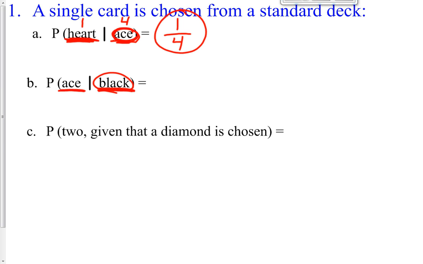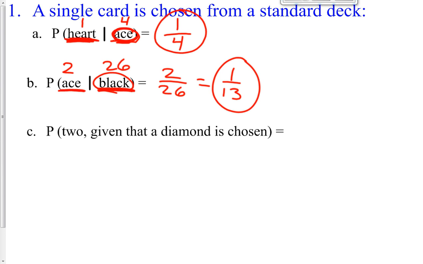So let's practice it a little bit more. How many black cards are there? There's 26 black cards, 13 spades, 13 clubs. How many of those black cards are aces? Well, there's 4 aces, but only 2 of them are black. So your probability of drawing an ace is 2 out of a total possible of 26, which is the same thing as 1/13. Your probability of drawing that ace is 1/13.